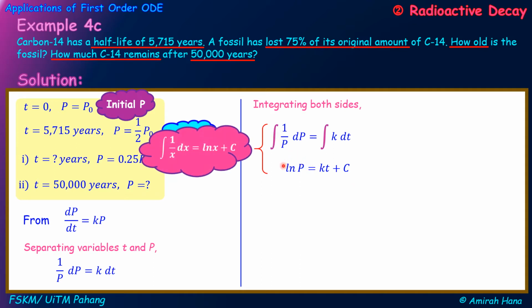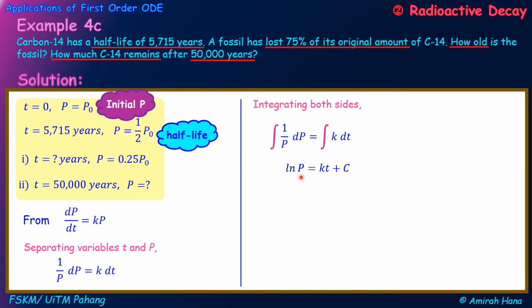For the left hand side here, we refer to this formula. When we integrate 1 over x dx, the answer equals ln x plus C. So if we integrate 1 over P dP, the answer should be ln P. And to integrate constant k dt, we can refer to this formula. Let's say we want to integrate constant 2 dx, the answer equals 2x because we integrate with respect to x, and then plus C at the back. Now we want to integrate constant k dt, so the answer equals kt plus C.